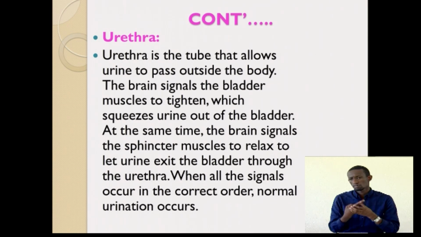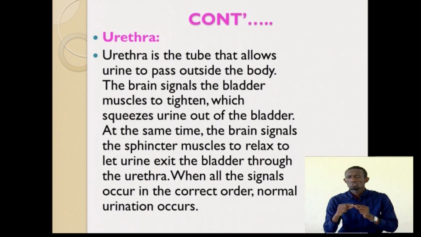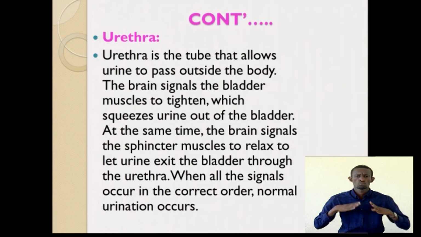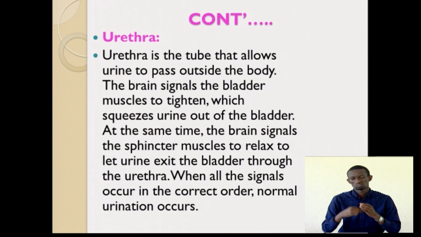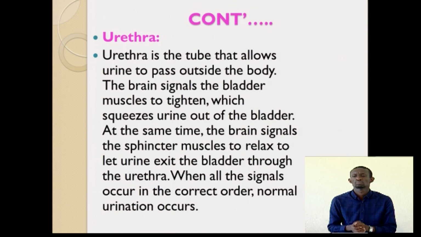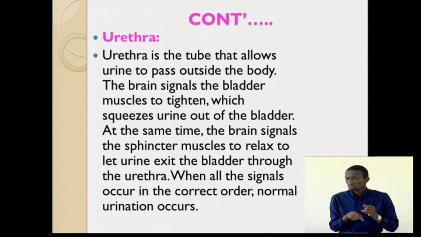Once the brain signals that there is excess urine in the urinary bladder, it sends nerve messages. Now, these sphincter muscles have to relax and allow urine to pass outside of the body as waste products. So the brain signals the bladder muscles to tighten, which squeezes urine out of the bladder. At the same time, the brain signals the sphincter muscles to relax, to let urine exit the bladder through the urethra, and that is what we call urination.